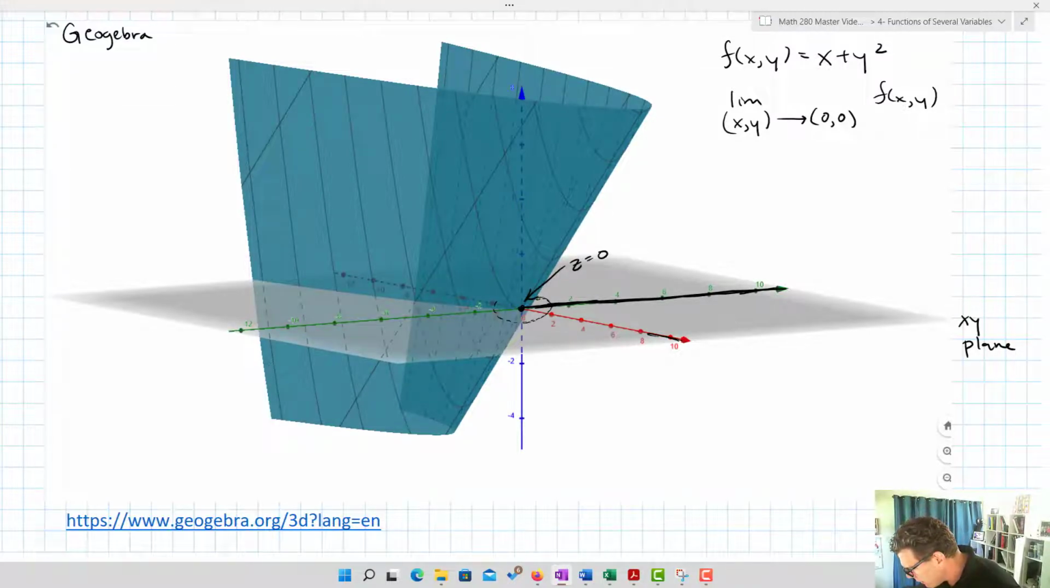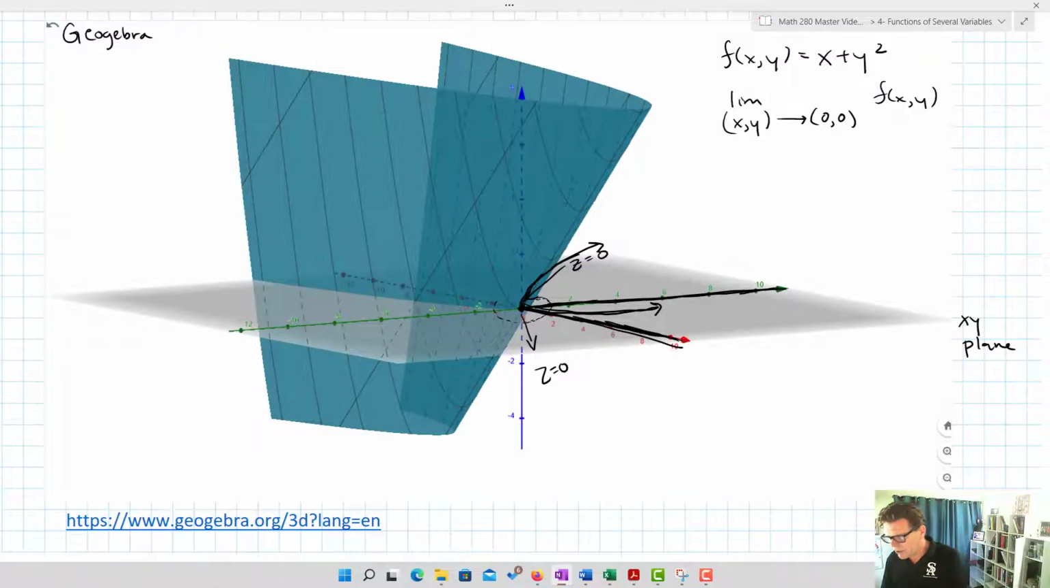Now, if I come in along the path of the x-axis, what do I hit? You'll notice it crosses again at z equals 0. So we hit z equals 0 again. They meet. That's great news. What about if I come in from the direction of, say, y equals x squared? Y equals x squared is coming in kind of here, if you can imagine it. As I hit 0, 0, what does it hit? It hits z equals 0 as well.